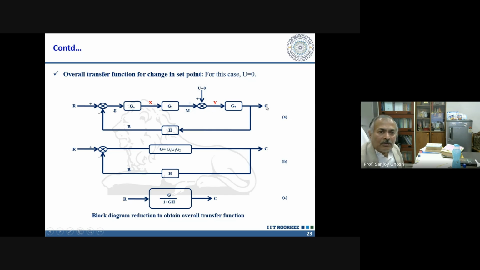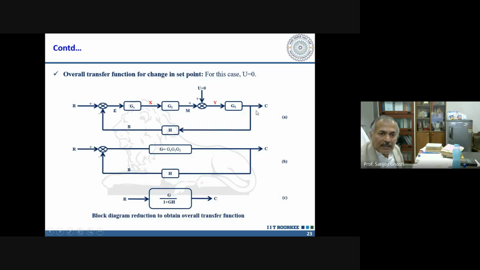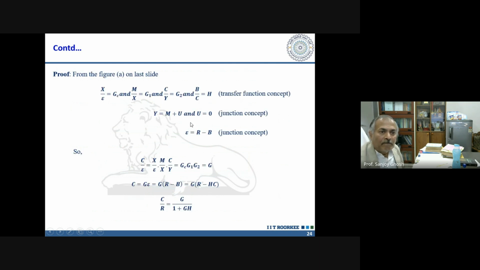Now C by Y is equal to G2. And then B by C: B is the output and C is the input, so B by C is equal to H. Taking all these things together, with U equal to 0, Y is equal to M plus U, so Y is equal to M only. And E is equal to R minus B.